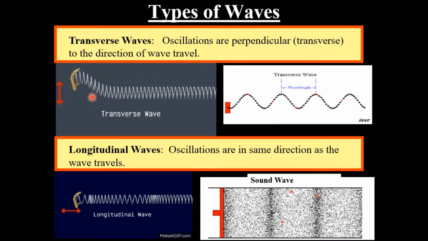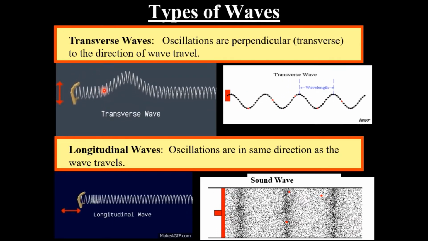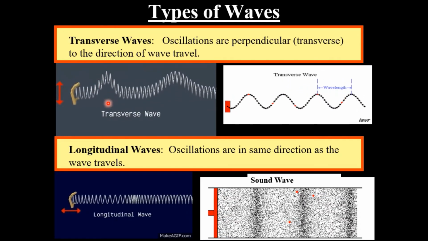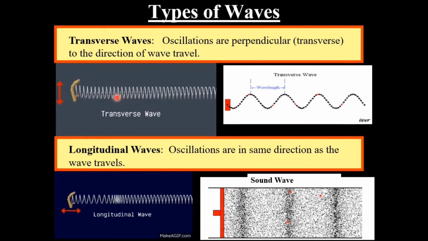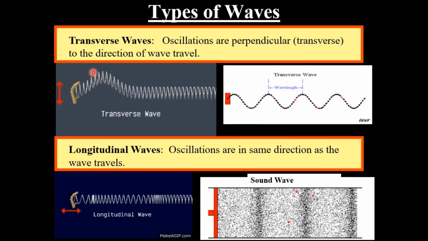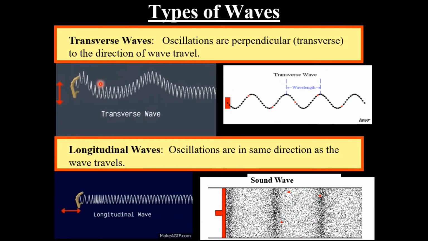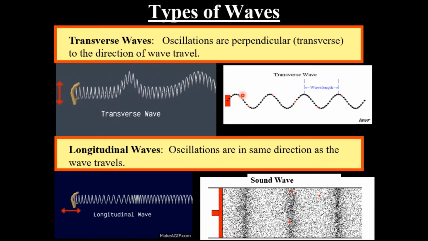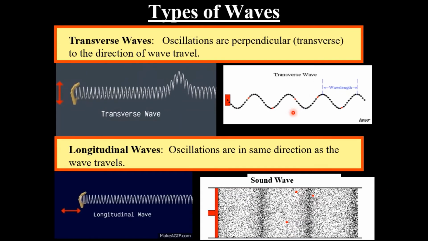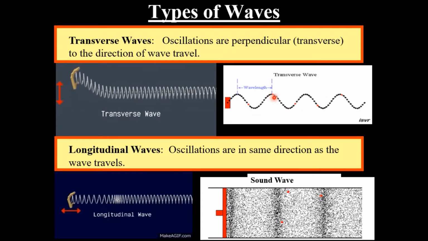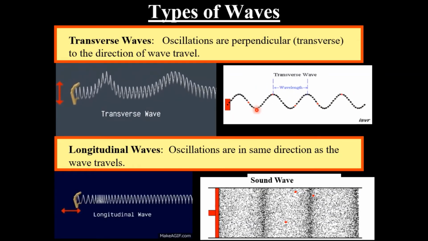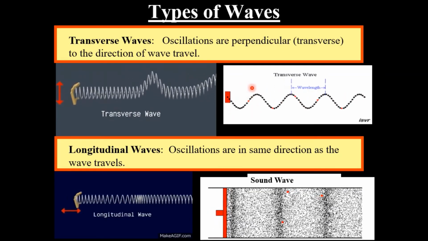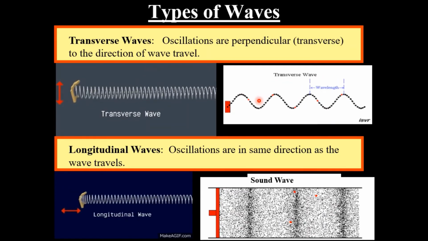The disturbance in the slinky is just going up and down. The wave is traveling left to right, and the disturbance is going vertically, up and down, transverse to the direction. Here's our rope again that we saw on the last slide. Again, the waves are moving horizontally, but the material in the rope is moving up and down. It's not moving back and forth.